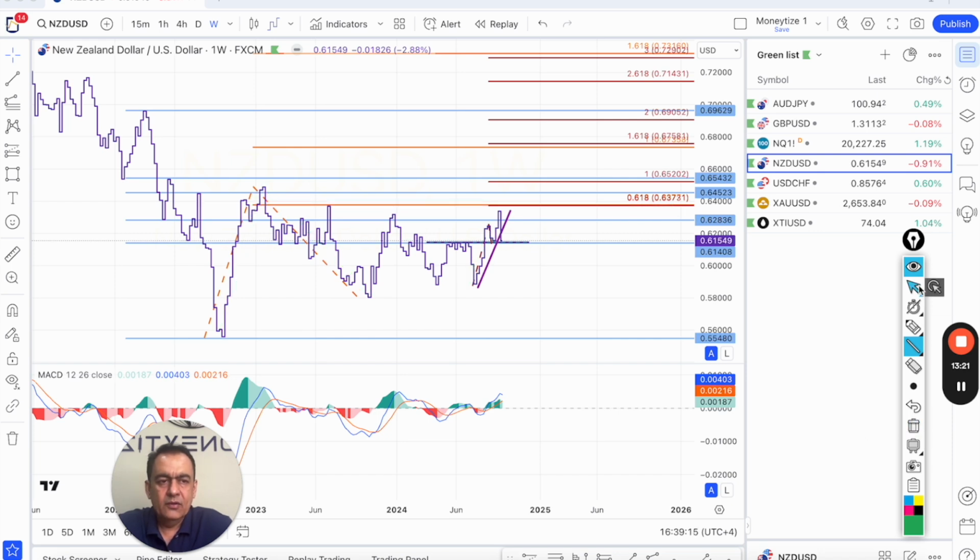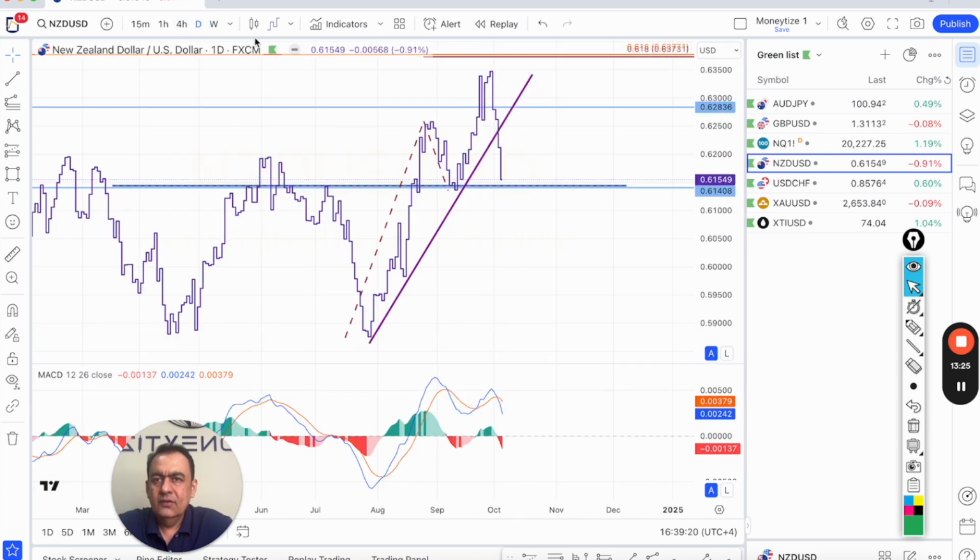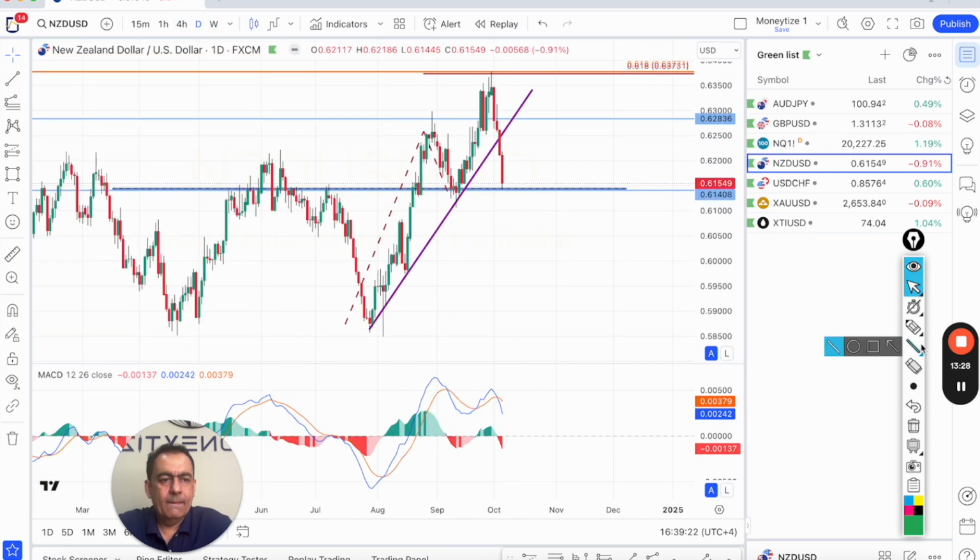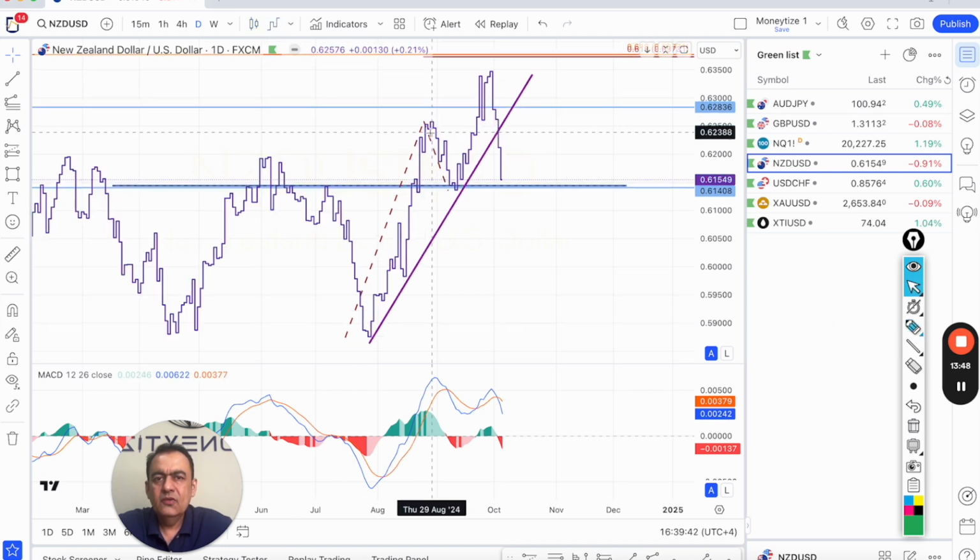Now, if you move down to the lower time frame, that's the daily chart. If you notice on the daily chart, New Zealand dollar versus US dollar reached exactly to the Fib resistance, the magnetic resistance, and got rejected. Now, it's back to the confluence of support area, and we also got bearish divergence here. So on the lower time frame, New Zealand dollar, US dollar is under bearish divergence.